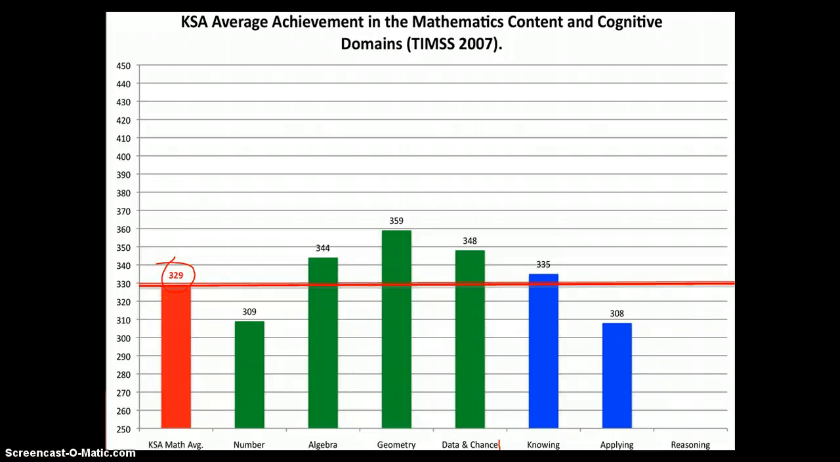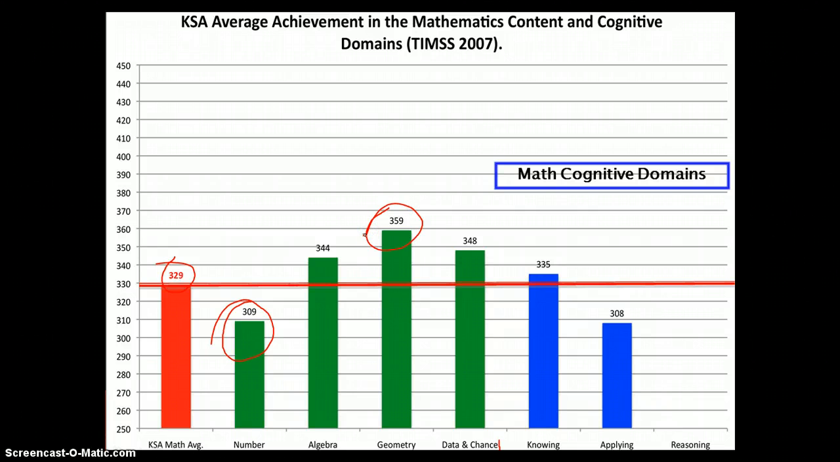If we look at, again, this comparison line, we can start to see how Saudi students compare with themselves across the math content domains and the math cognitive domains. You'll note that number knowledge is very low. Geometry knowledge is exceptionally high. And it's really the number knowledge that's dragging the average down for the content domains, because in algebra, geometry, and data and chance, Saudi students are performing at their own national average.